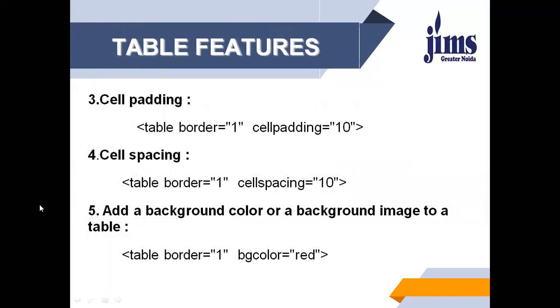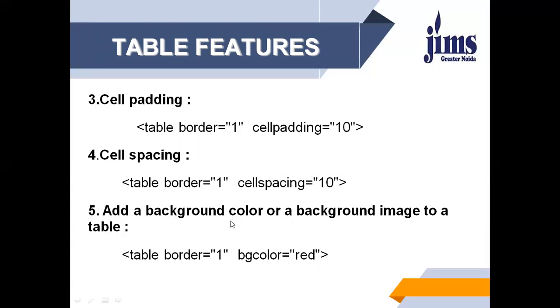We have one more attribute, cell padding. Cell padding specifies the amount of space between the border of a table cell and its content. So that spacing between the border and the content, that also you can define. Similarly, we have cell spacing, the space between two cells, that also you can define.